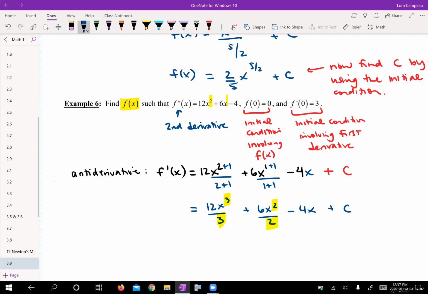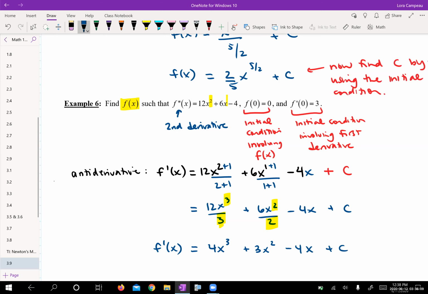So one last thing, if I can reduce, I will. I should have 4x cubed plus 3x squared minus 4x plus c. And that, my friends, is what the first derivative is. But we still have to worry about the c.